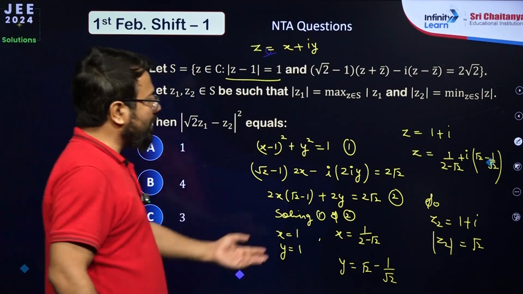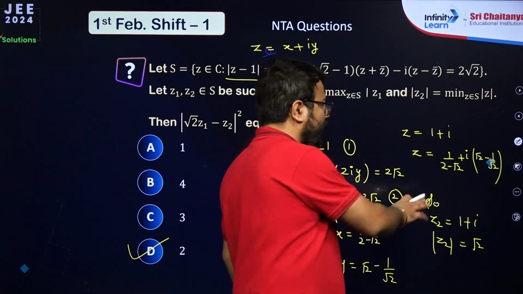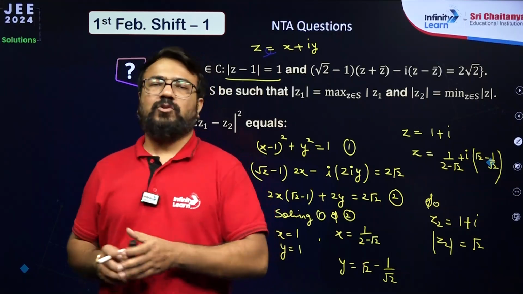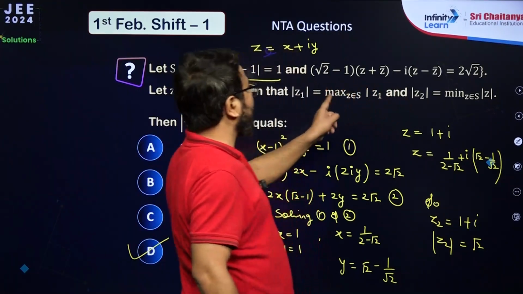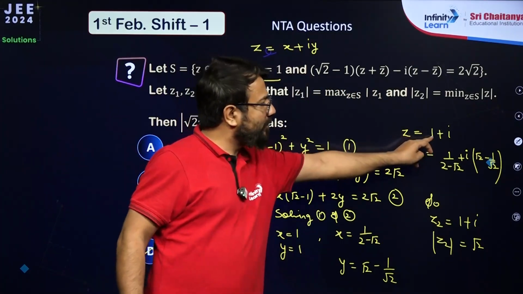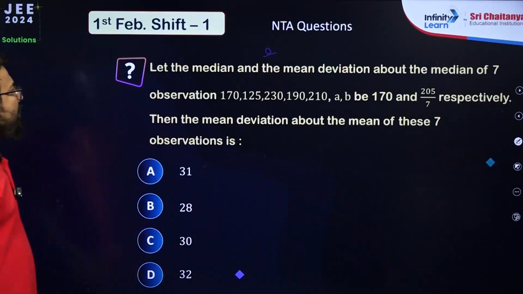If you take the modulus value of Z1 and Z2 and compare them, the minimum value will be assigned to Z2 and the maximum value will be assigned to Z1. So that is why the minimum is assigned to this complex number and the maximum value is assigned to this complex number. I hope you understood this.